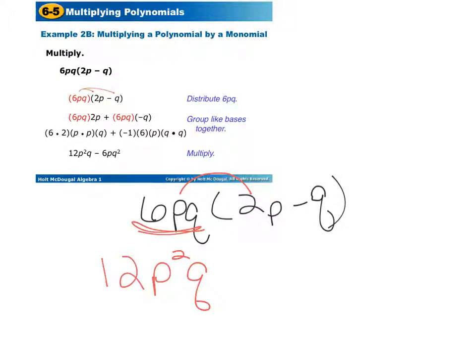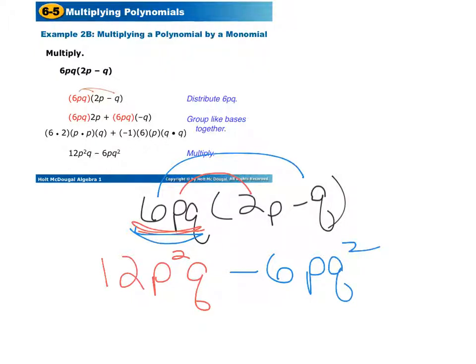And then now I'm going to distribute it again, but this time to the negative q. So then that will give me negative 6. There's only one p, but 2 q's. And you leave your answer like that. Okay, p to the second here and q to the second, these aren't like terms. So this has a p squared q at the beginning, and this has a pq squared. So you would leave them apart.